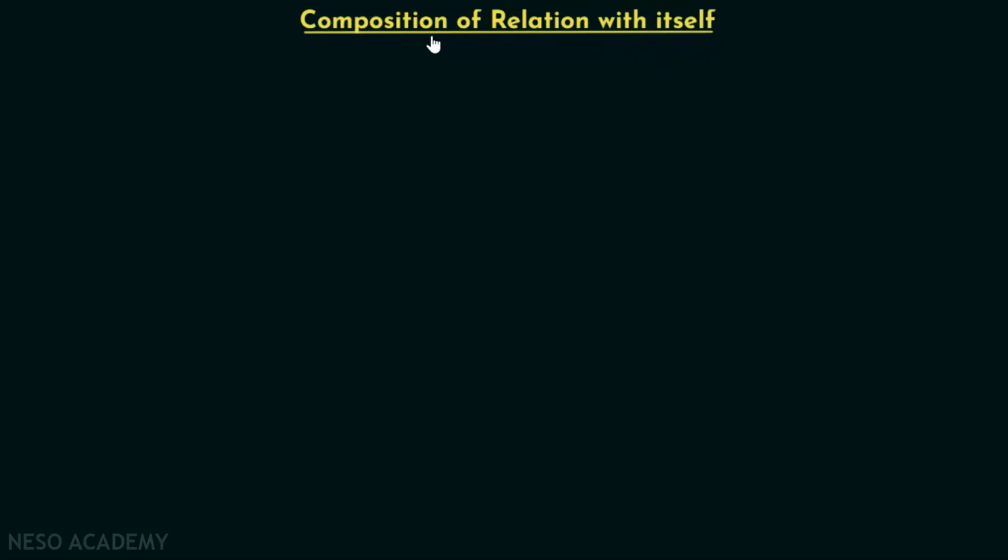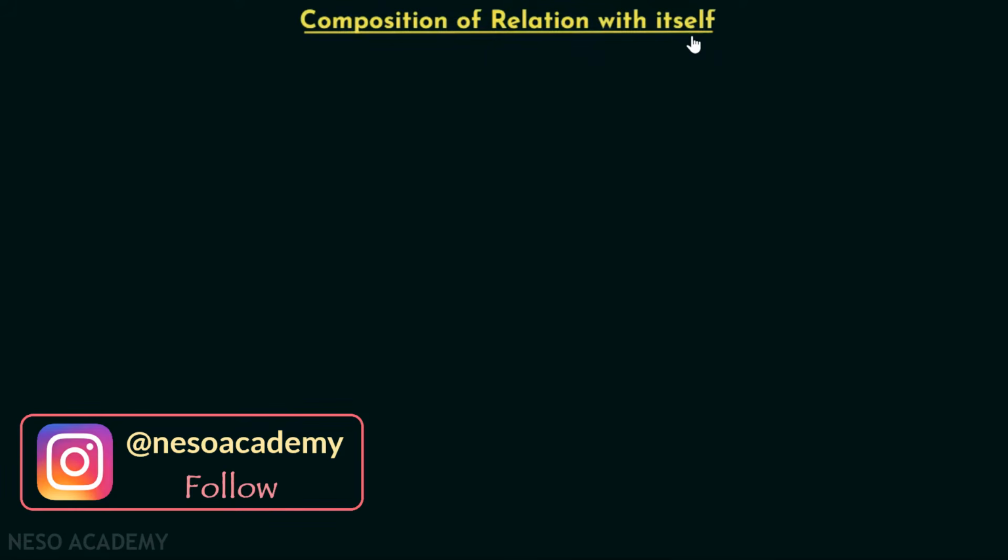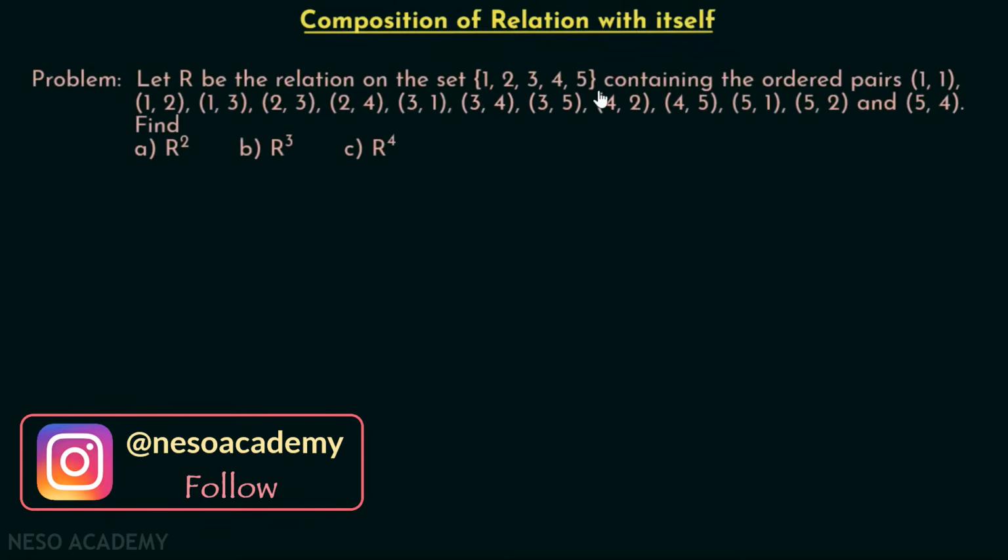In this presentation, we will try to understand what is composition of relation with itself. So let's get started. Here we will understand the composition of relation with itself with the help of a problem. Let R be the relation of the set 1, 2, 3, 4, 5.